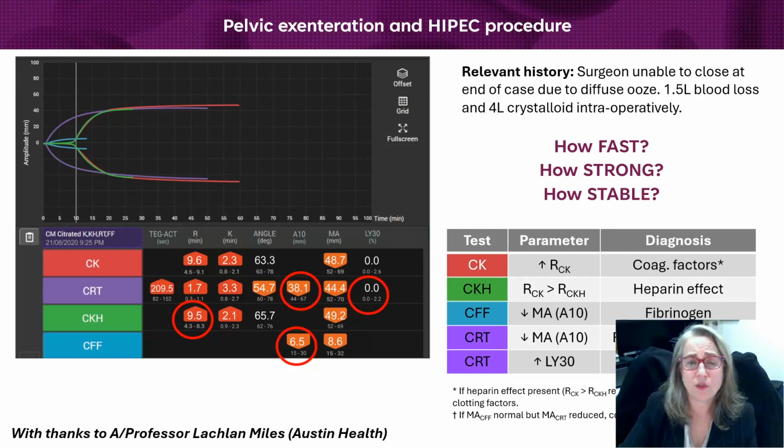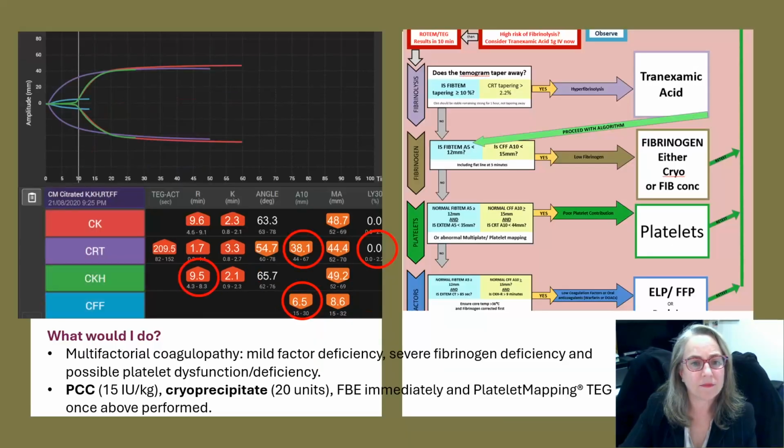So the next patient is also a TEG example. It's a pelvic exenteration, and the surgeon was unable to close at the end of the case because of the ooze. There's 1.5 liters of blood loss and 4 liters of crystalloids being given. So once again, we're looking at these key equivalent numbers in the TEG. And so there's no lysis there. These are our numbers for the clot strength at 10 minutes. And if you remember the numbers from the algorithm, they are a little low. And there's our R time 9.5. So let's look at the algorithm now and compare them.